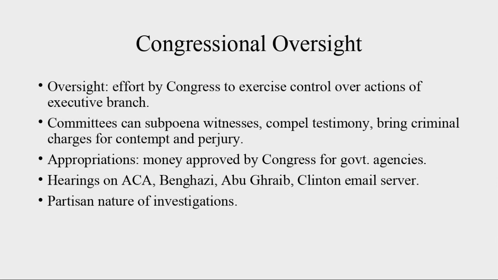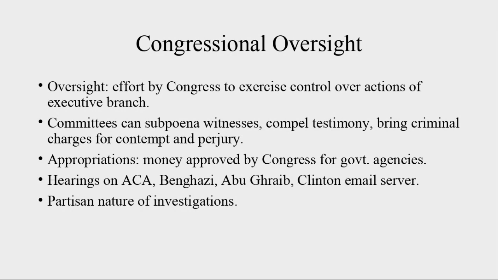Okay, Congress does have some oversight into the executive branch, including various agencies and cabinets. So they can try to control what agencies are doing. Are there issues with embezzlement, leadership, corruption, and so on? The various committees can subpoena witnesses and compel testimony.